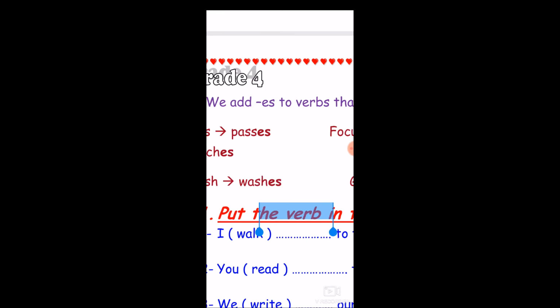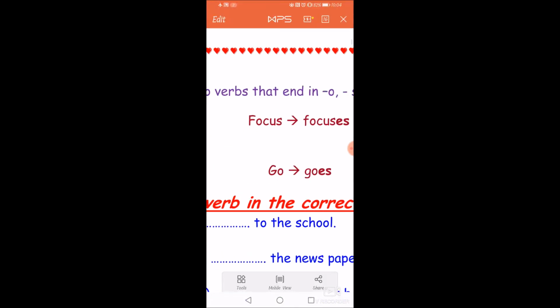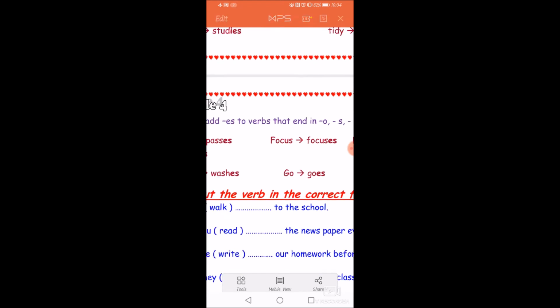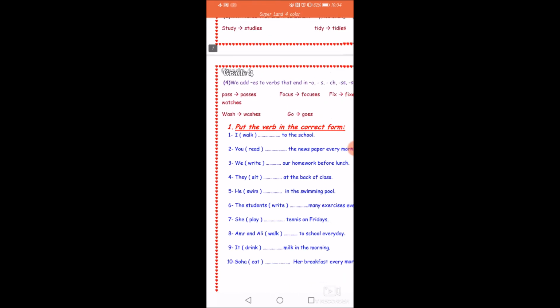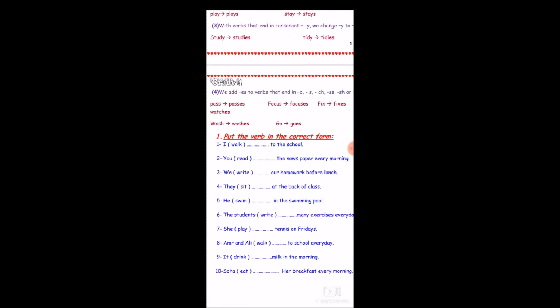And finally, go, goes. The verb ends with O, so we add ES. Let's practice. If you read these sentences, you should use the suitable form of the verb.